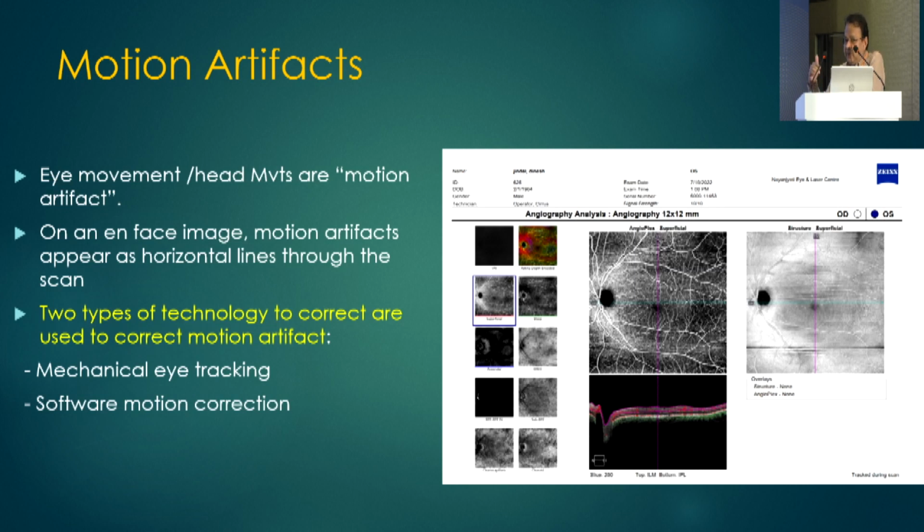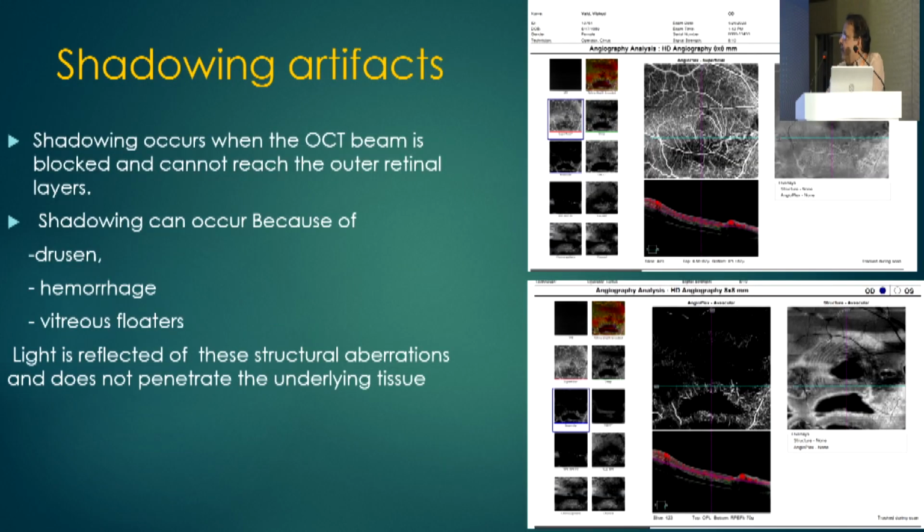The moment you do a smaller slab, the motion artifacts are less. Larger slabs require more time and more time for fixation. So if you go for a 12 by 12 slab like what you see here, the chances of getting motion artifacts are higher as compared to taking a smaller slab.